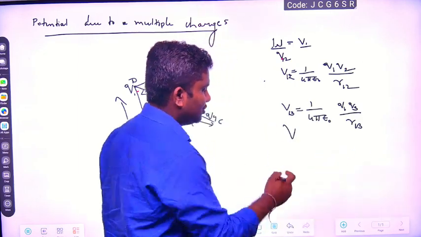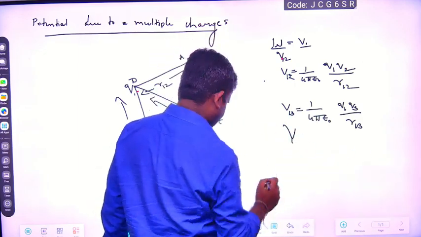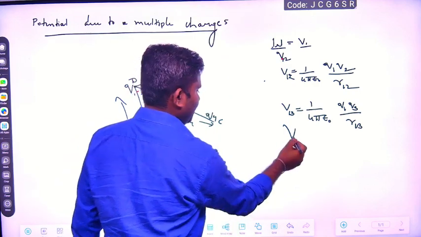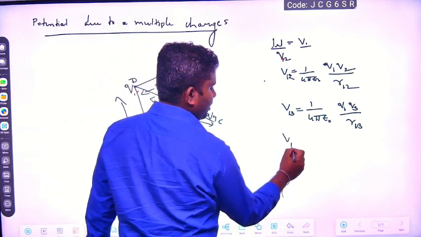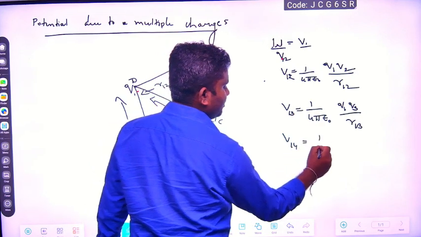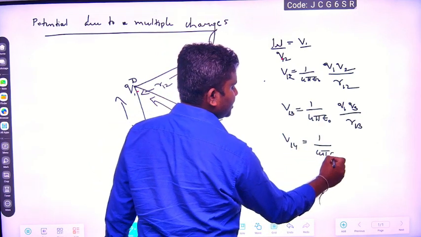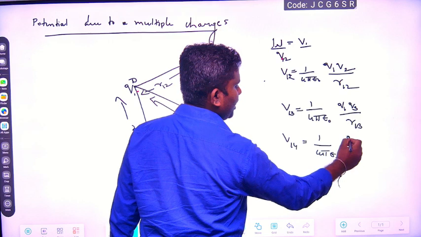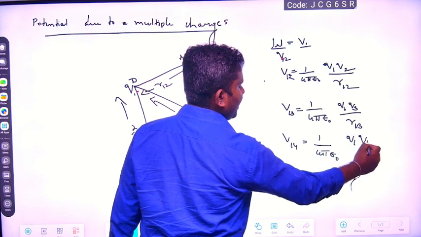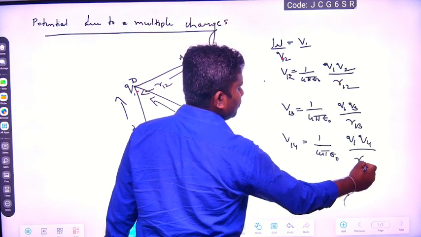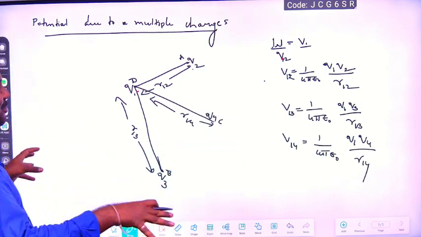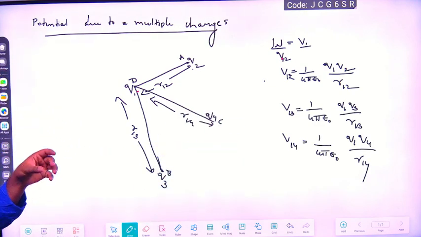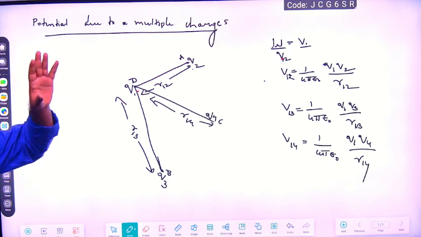Okay, V14 equals 1 by 4 pi epsilon naught Q1 Q4 divided by R14. Okay, this is the total. So how many charges did I bring near Q1? Total 4 charges, 3 charges I brought.